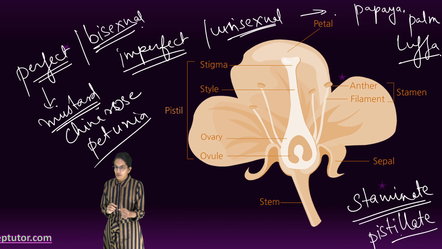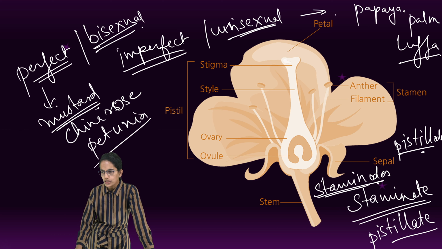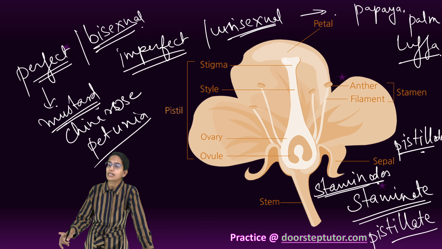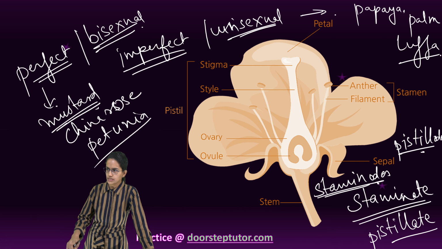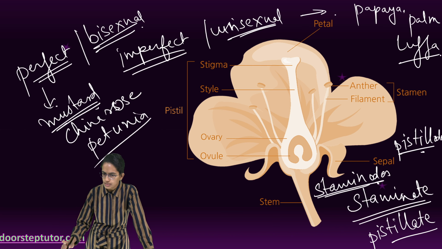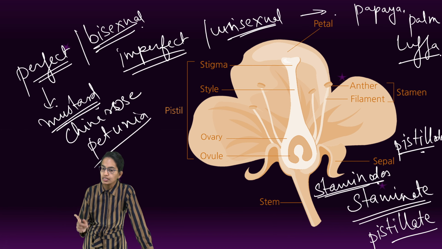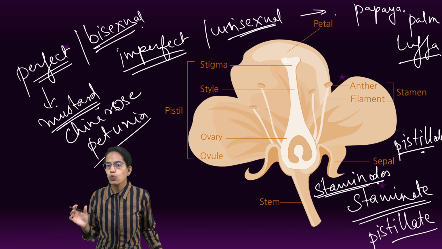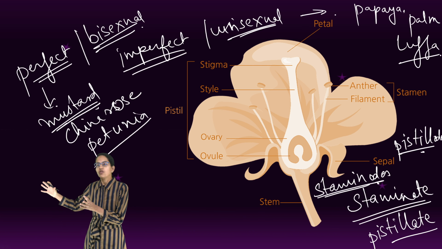If the pistil is not functional, it is known as pistillode. So a pistillate flower is an imperfect flower which has only the gynoecium, but if the gynoecium is non-functional, it is known as pistillode. If it is an imperfect flower with only stamen, it is known as staminate, but if that stamen is non-functional, it is known as staminode. So whenever it comes as ode, O-D-E, that means it is non-functional.